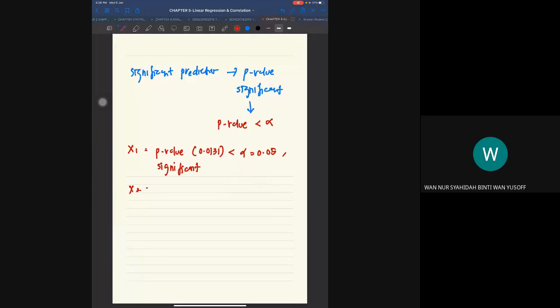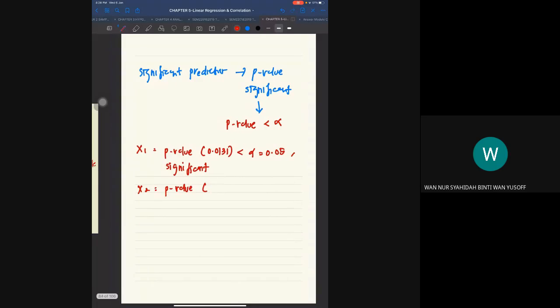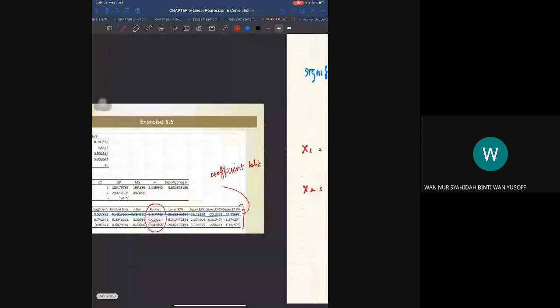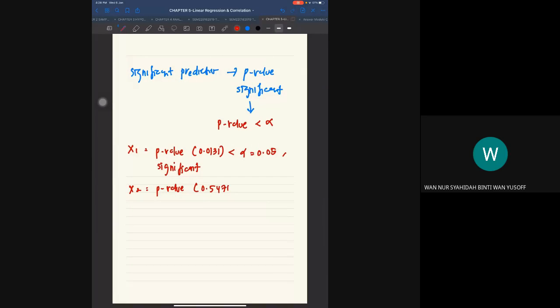Then we have x2, a similar process: 0.54. Significant or not? Not significant, because the p-value is greater than alpha, then not significant. So the conclusion that you can make here is X1 is a significant predictor.